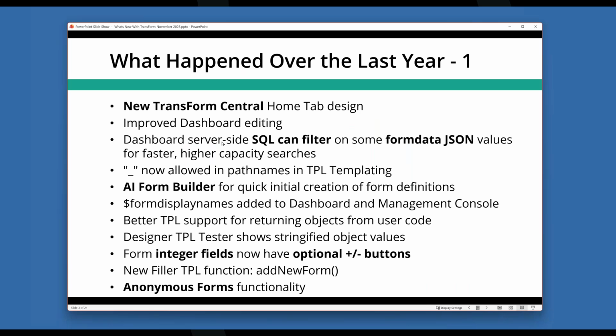We have customers that are using an awful lot of form instances, and this lets them handle years of data and be able to do searches across that. Some minor things like path names and TPL templating didn't allow underbar. Well, now they do. We added the AI form builder.